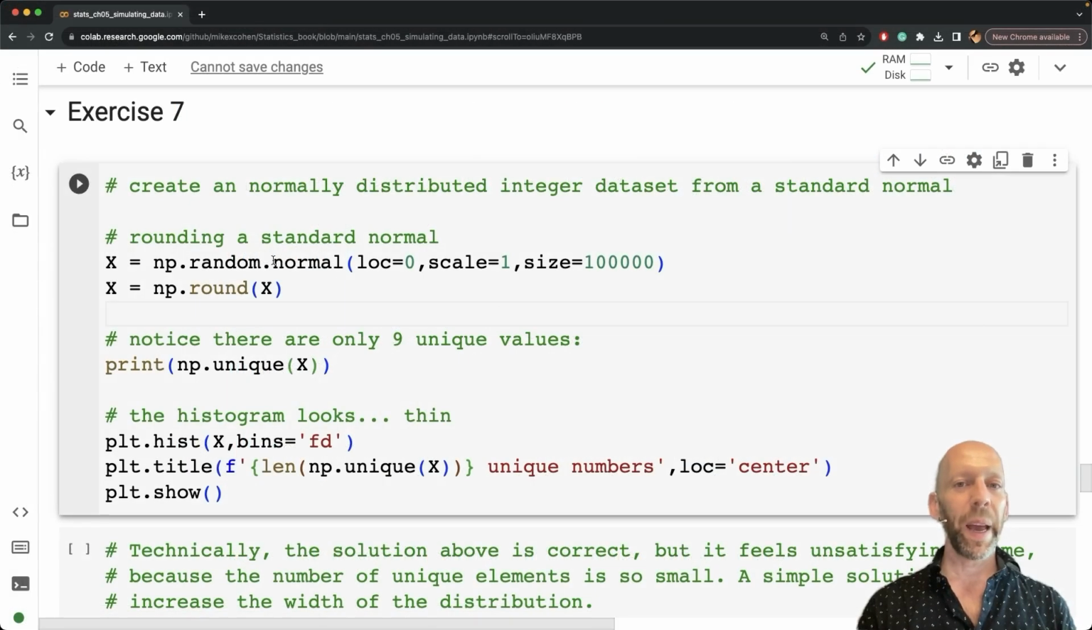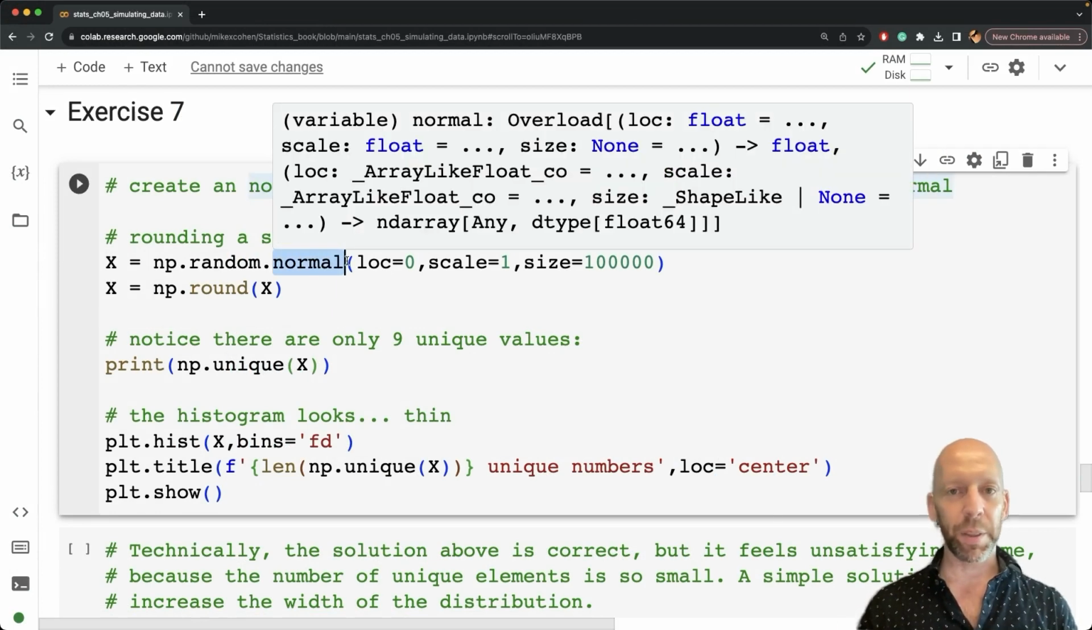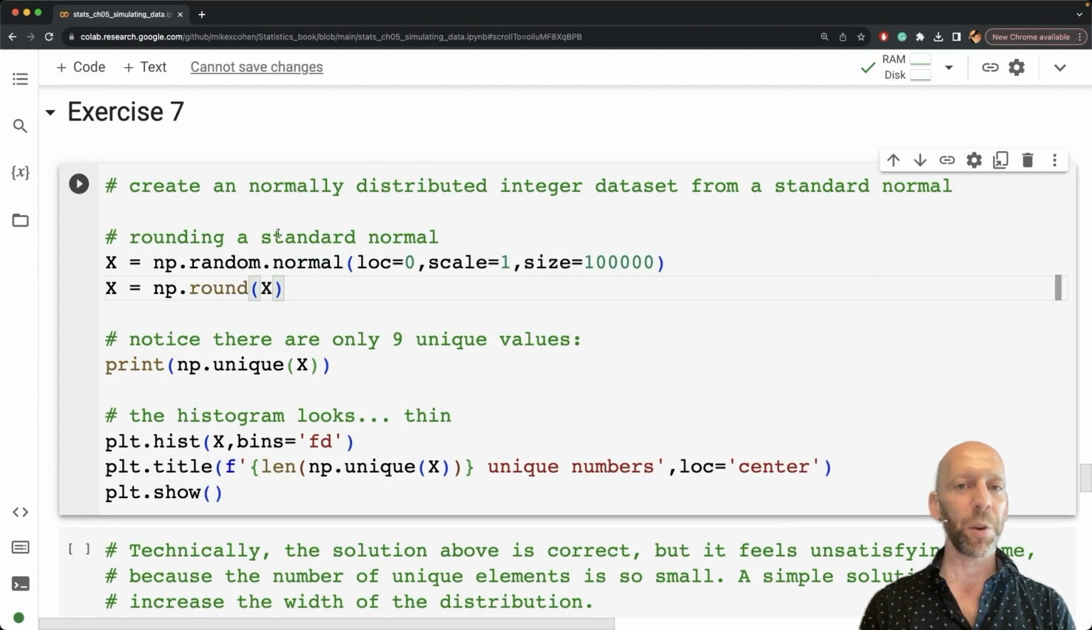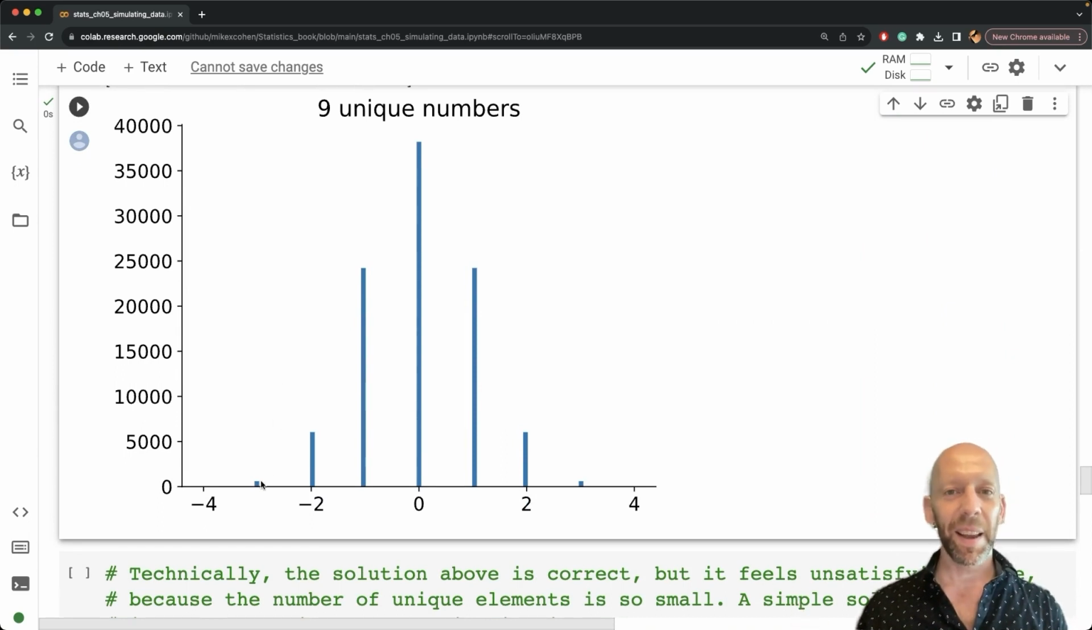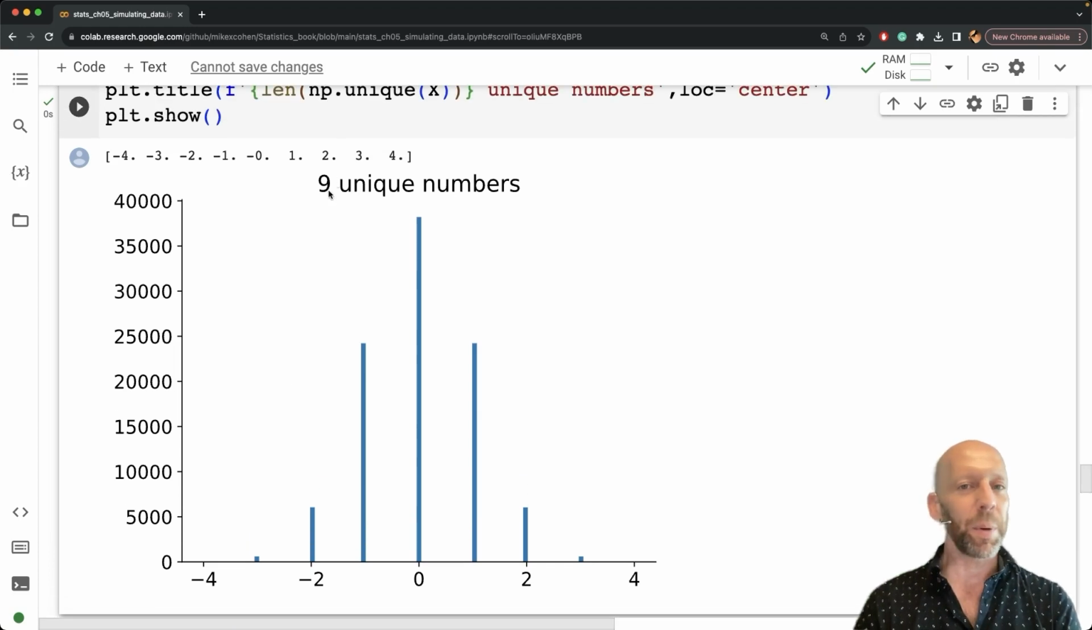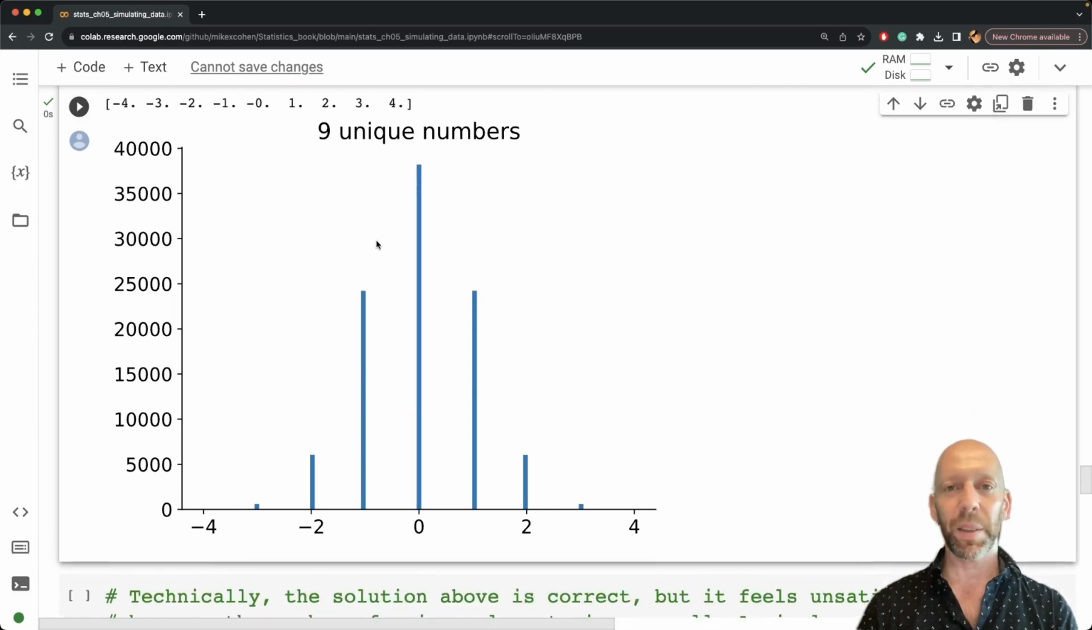Now, here's the thing. We can create integers from non-integer data just by rounding the numbers. So here I'm creating a standard normal distribution, 100,000 numbers randomly drawn from a standard normal distribution, and then I just round them. Okay, but when we look at the histogram, we can see, yeah, this does technically, according to the letter of the law, conform to the instructions that I specified in the exercise text. But I do not find this to be a very satisfying answer because there's so few numbers. There's only 9 unique numbers in this distribution.